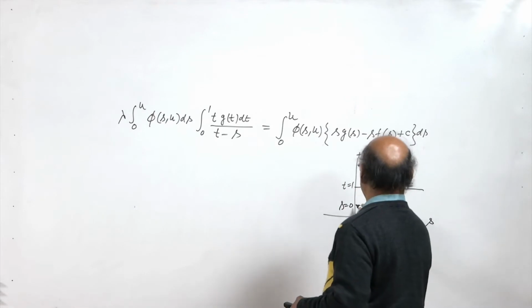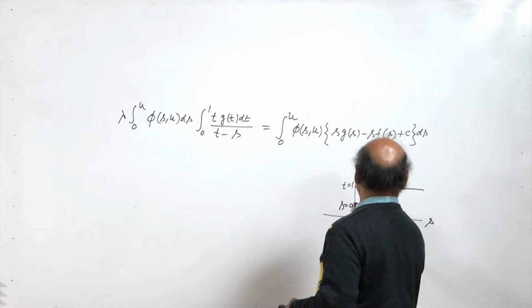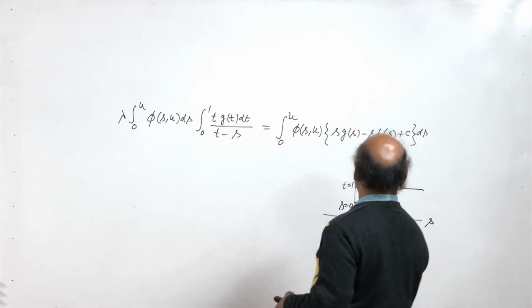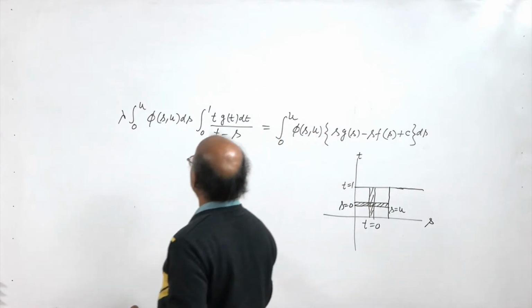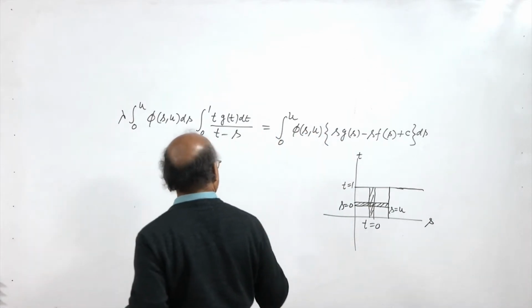Now we will take a horizontal strip in this region. So when we take a horizontal strip in this region, we shall write the limits of integration for s first. So s varies from 0 to u and t varies from 0 to 1.